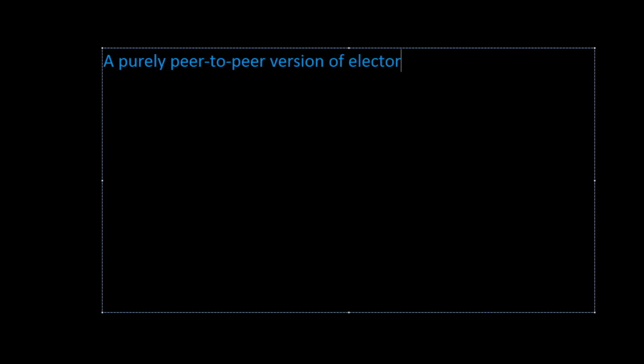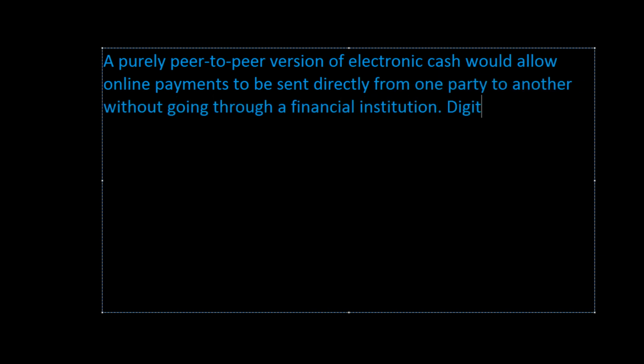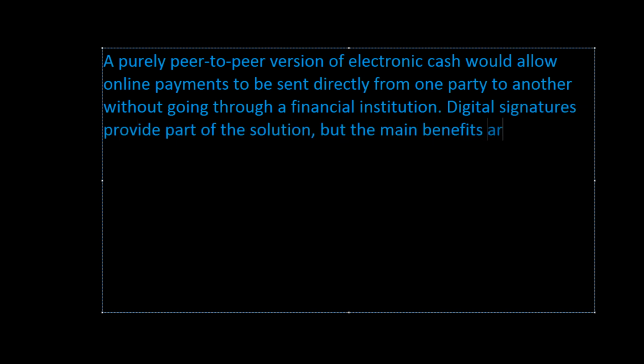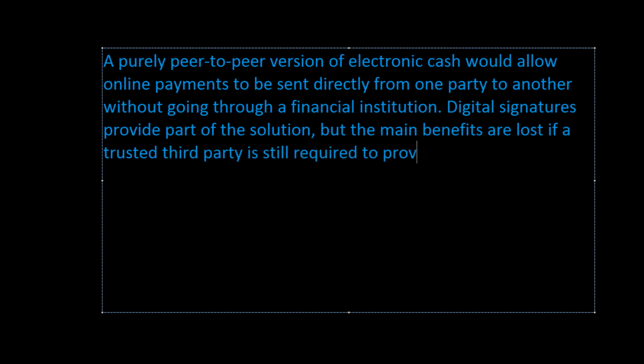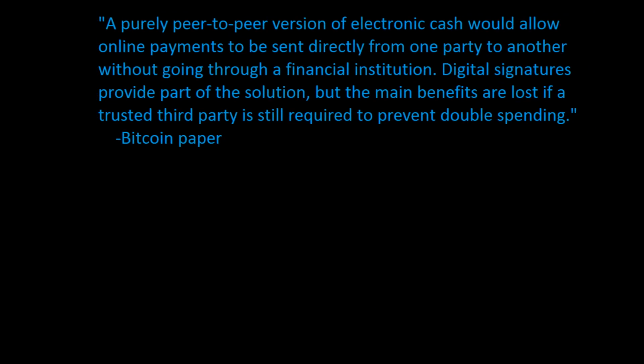So abstract. A purely peer-to-peer version of electronic cash would allow online payments to be sent directly from one party to another without going through a financial institution. Digital signatures provide part of the solution, but the main benefits are lost if a trusted third party is still required to prevent double spending. So here we've got the problem, and it's discussed. Peer-to-peer electronic cash is obviously just a major goal, and it would be really great if we could achieve this.